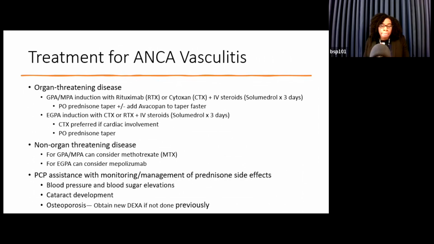For EGPA, in particular, if the patient has cardiac involvement, we actually prefer Cytoxan over rituximab, as we have seen better outcomes with this medication. And once again, we will do an oral prednisone taper, but avacopan is not used for this disease.